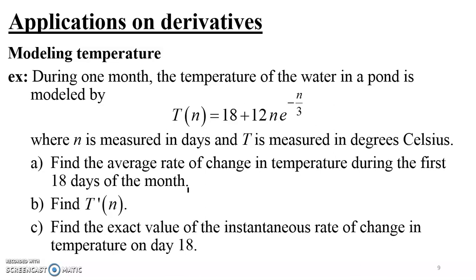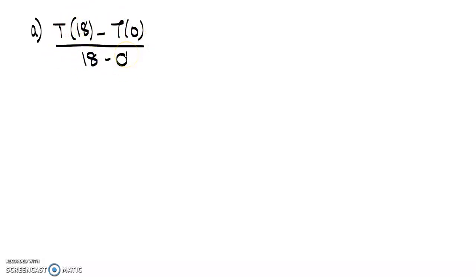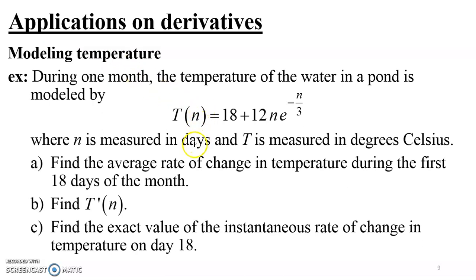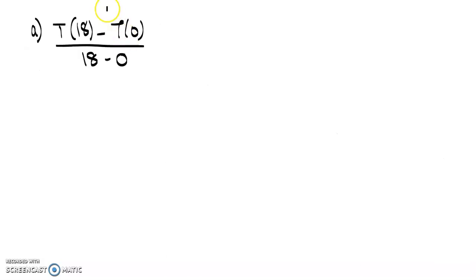So this is an average rate of change. It's being calculated over a period of time. So for part A, that is the temperature on the 18th day minus T of 0. T of 0 for n equals 0, since n is the number of days that follows the beginning of the month. So during the first 18 days, that's in fact between the beginning of the month for n equals 0 and the 18th day for n equals 18.